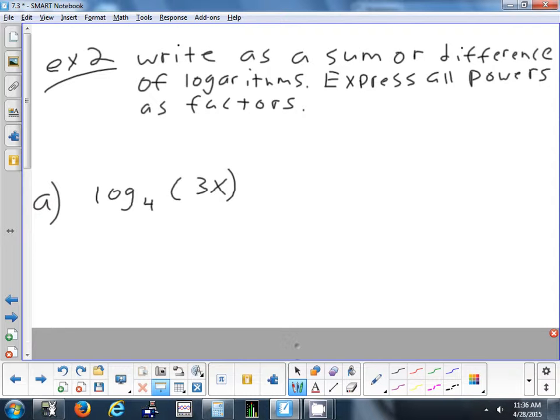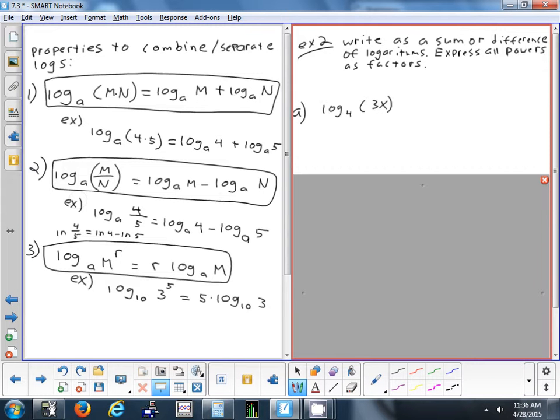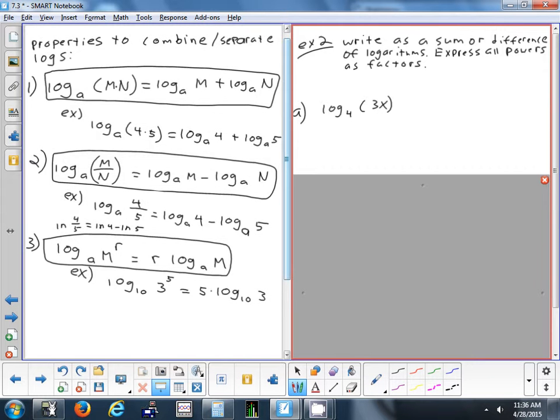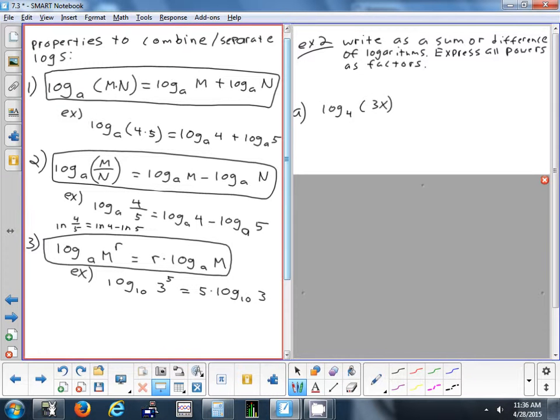All right, so the directions here say write this as a sum or difference. And it says don't leave any exponents. That's what this means. Express all powers as factors. That means make sure you do rule 3. Don't leave an exponent. Put it in front as a factor. Okay. I don't think you're going to have to worry about rule 3 on this problem.